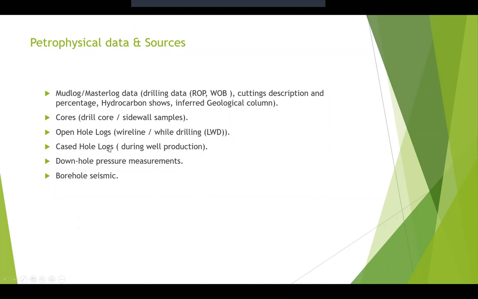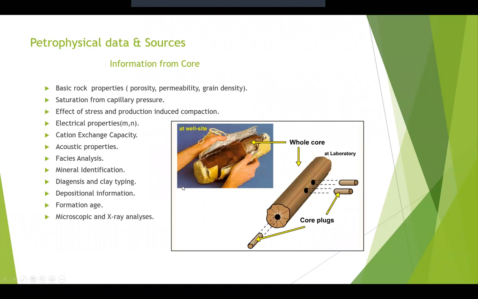And one of the most important downhole data is the pressure measurement. We can do this via the wireline or LWD. And finally, the borehole seismic, like the VSP data. So as a petrophysicist, we normally work with all this data, and you need to integrate them all. Here, from all this data, I will put the core data, because as I mentioned, this is the most important data that we can get, what we call the ground truth.